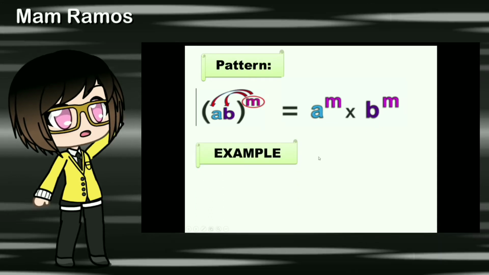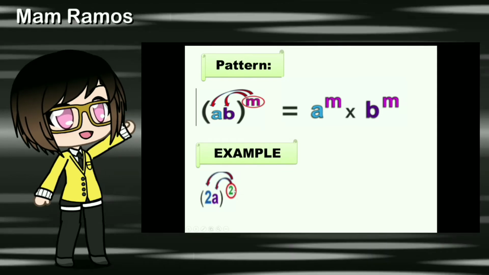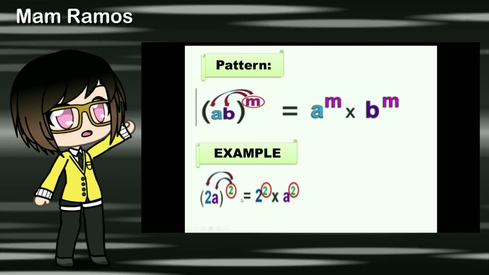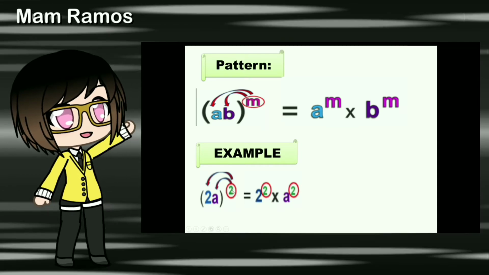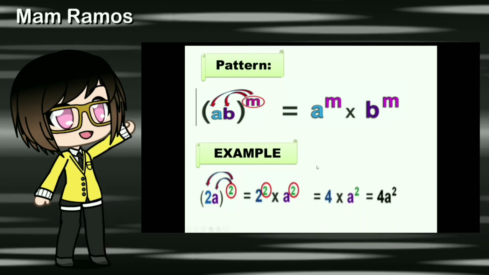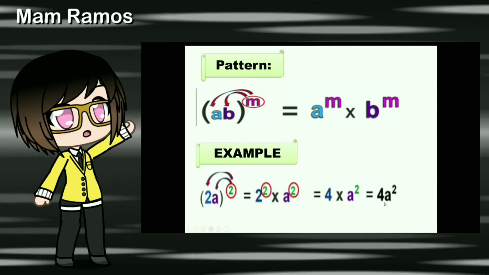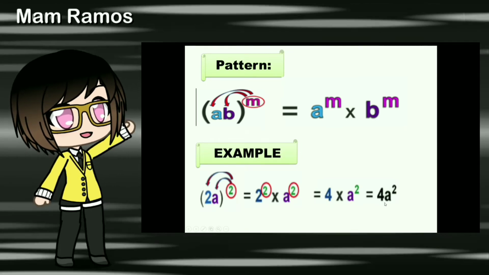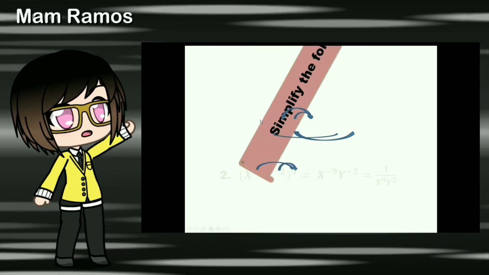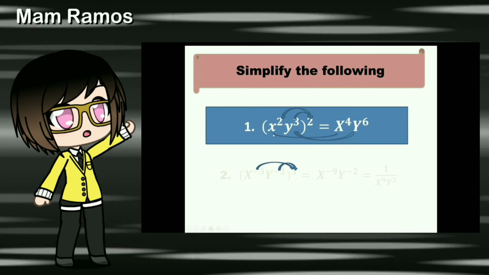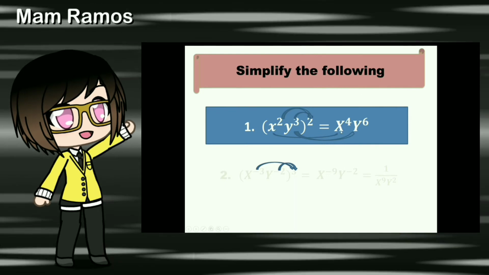Example, quantity 2a raised to the second power will be equal to 2 raised to the second power, which is 2 squared, times a raised to the second power, which is a squared. Therefore, 2 squared is 4, times a squared, will be equal to 4a squared. Simplify the following. So we have number 1, quantity x squared y cubed raised to the second power will be equal to x to the 4th y to the 6th power.